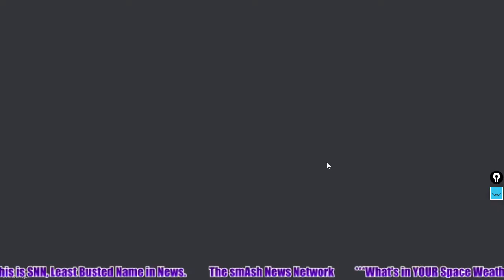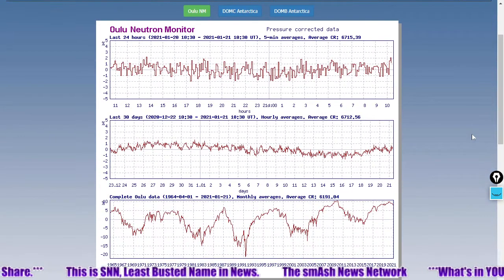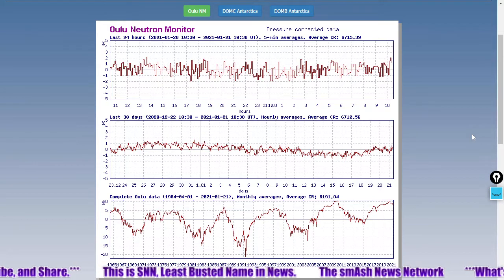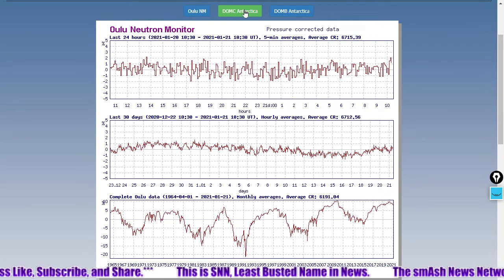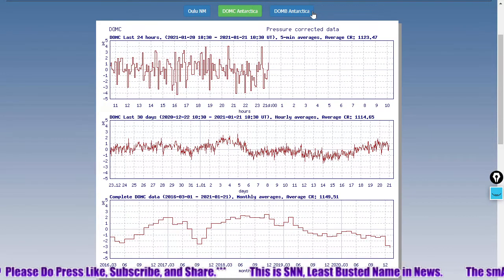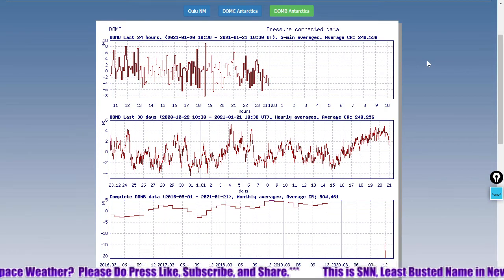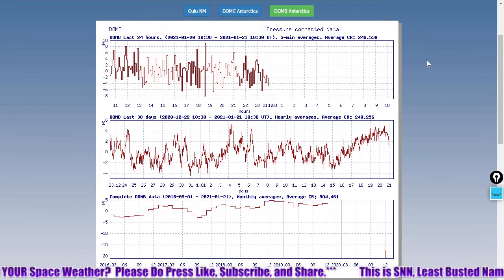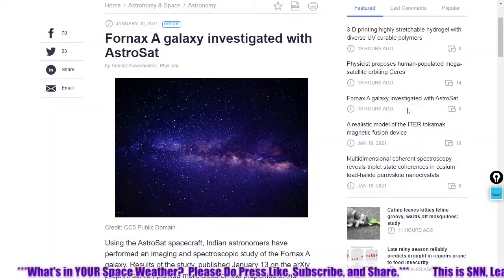And lastly, we'll look at Oulu and 2 Antarctican monitors. Here's Oulu, Finland. Marginal uptick here over the past 30 days. Here's DOMC Antarctica. Small uptick at DOMC as well. And here's DOMB. A little bit more wild readings there. Small uptick at DOMB Antarctica. And that's the cosmic rays section.